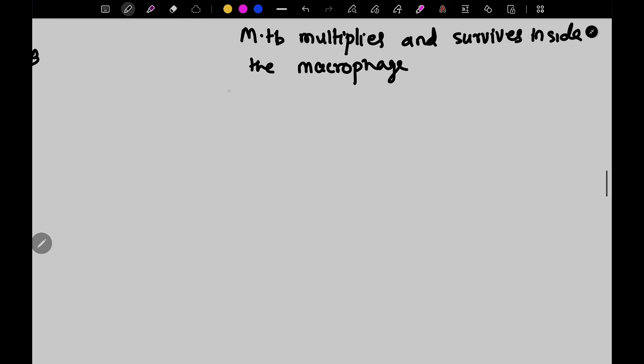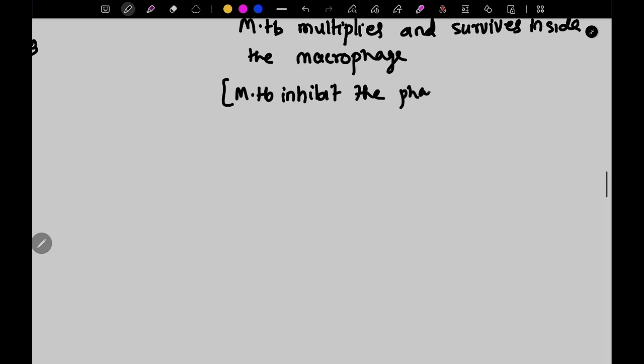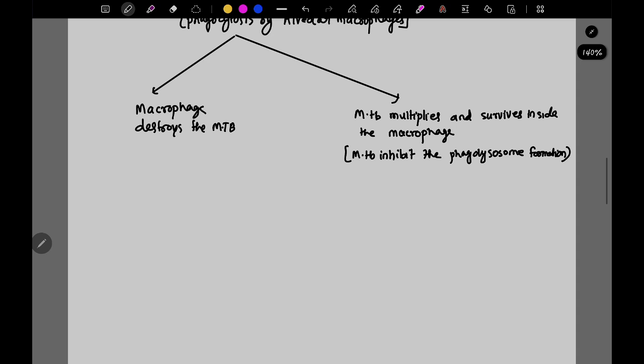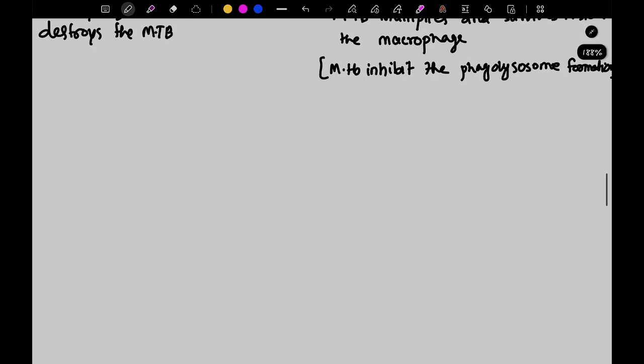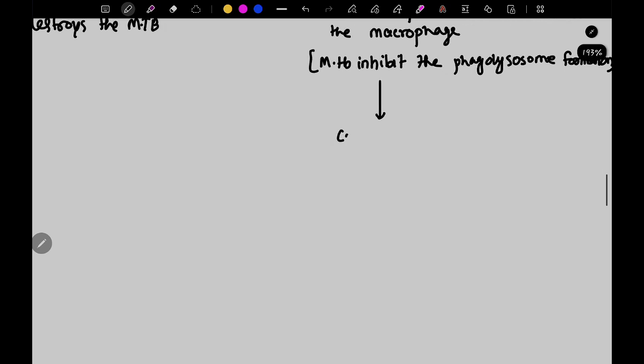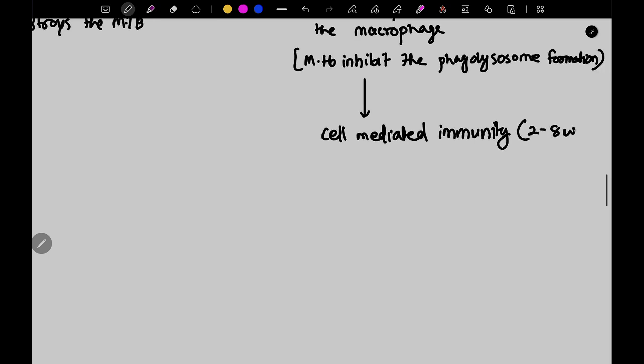The pathophysiology behind this is that Mycobacterium tuberculosis can inhibit the phagosome-lysosome fusion, that is the phagolysosome formation. In those people, the MTB multiplies and survives inside the macrophages. And in these people, cell-mediated immunity develops 2 to 8 weeks post-infection.